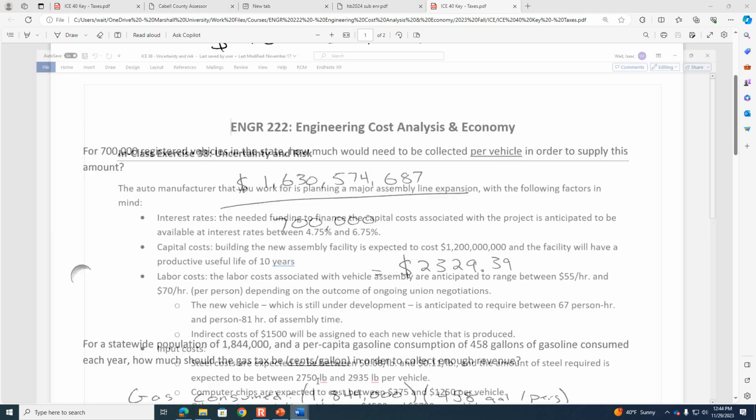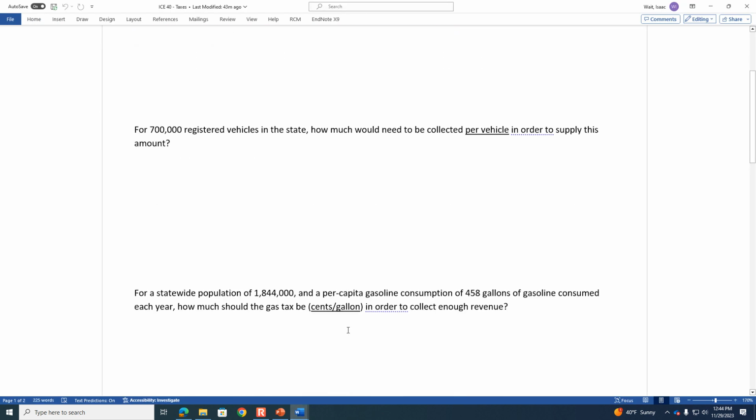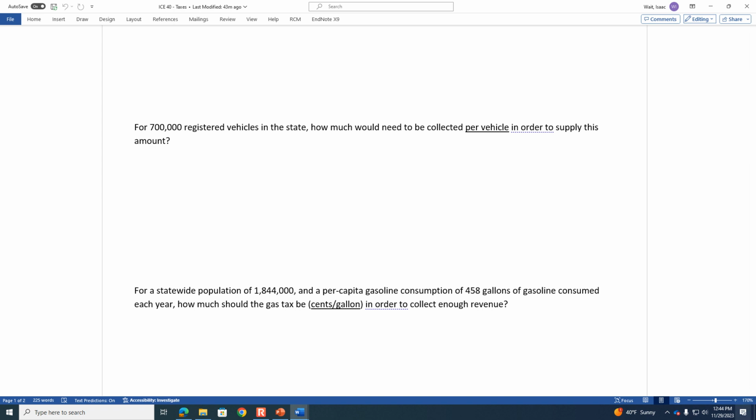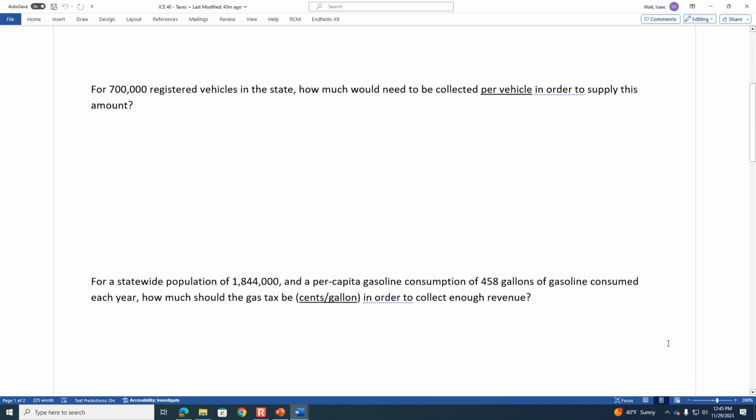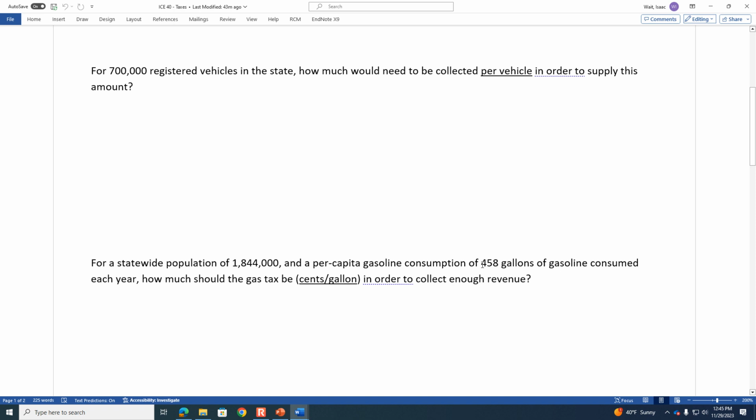So this next question asks, what if we have 1.8 million people in West Virginia and each person is consuming 458 gallons of gasoline per year? That's per person, not per family. That's not per vehicle. That's per person. Then how much would the gas tax need to be if we were trying to do the same thing, trying to collect all of that $1.6 billion, but just in the gas tax that was being collected?